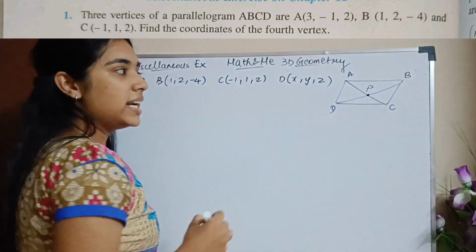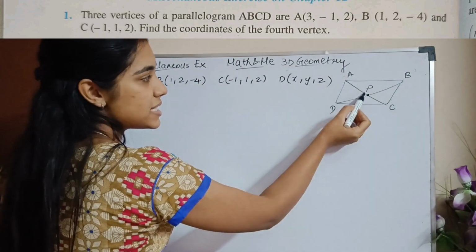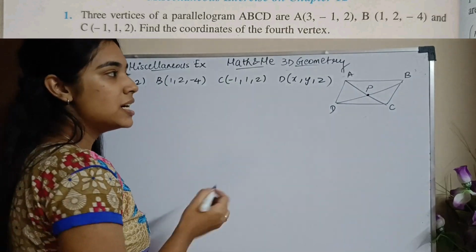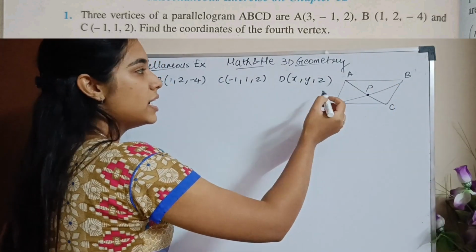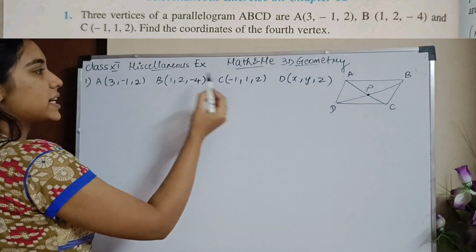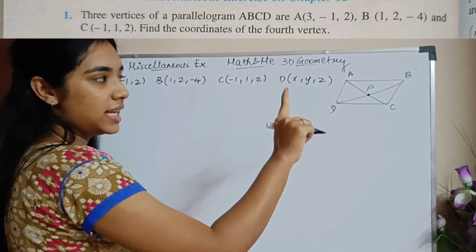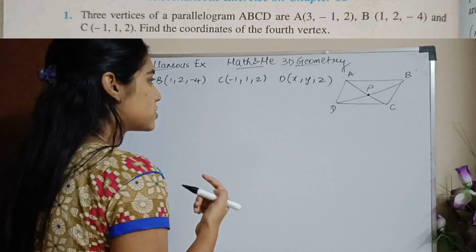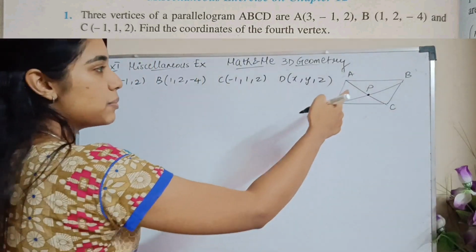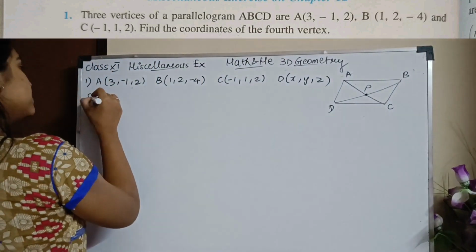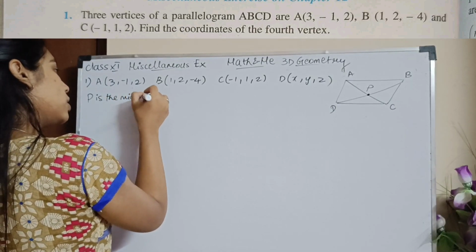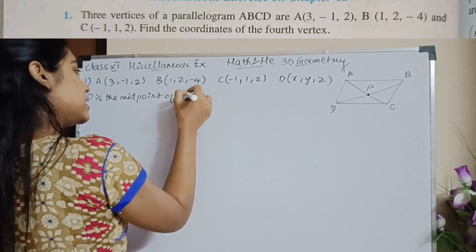So the point P is common for both. P is the midpoint of AC and P is also the midpoint of BD, correct? So let me find the midpoint of AC. I have the coordinates of A and C, so I'll know the coordinates of P. I'll equate that to the midpoint of BD, so I can find out the coordinates of D. So let's do this. What is first the midpoint of AC? P is the midpoint of AC.